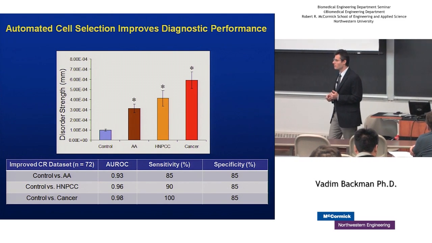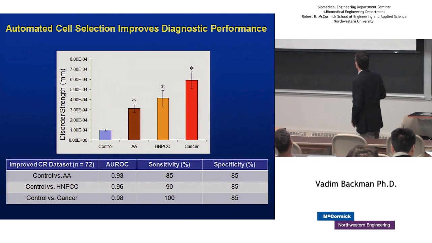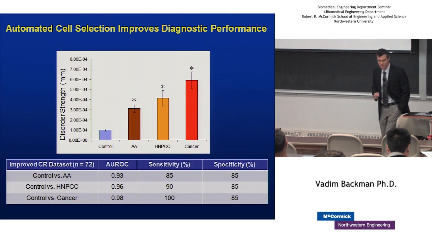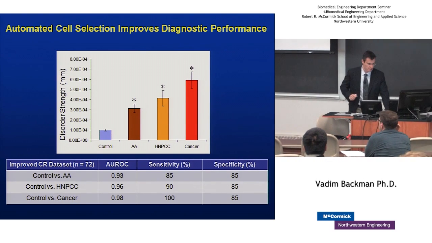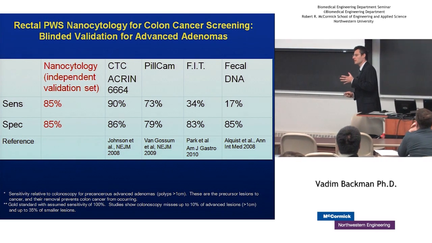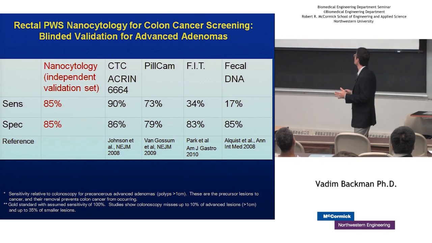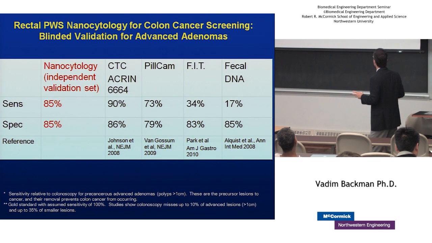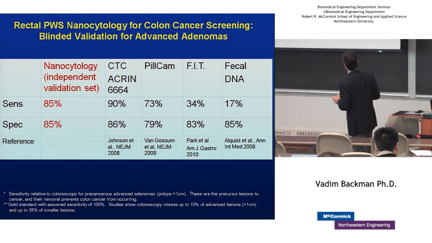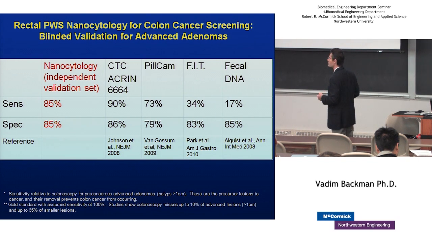Most recently, we improved the assay, and the sensitivity for advanced adenomas improved to 85% and specificity 85%. So we are hoping to test this in blinded studies. And like I said, this is considerably better than any other possible pre-screen techniques. For example, the best thing out there is things like fecal DNA or immunofecal occult blood test with a sensitivity of 34 and 17%.